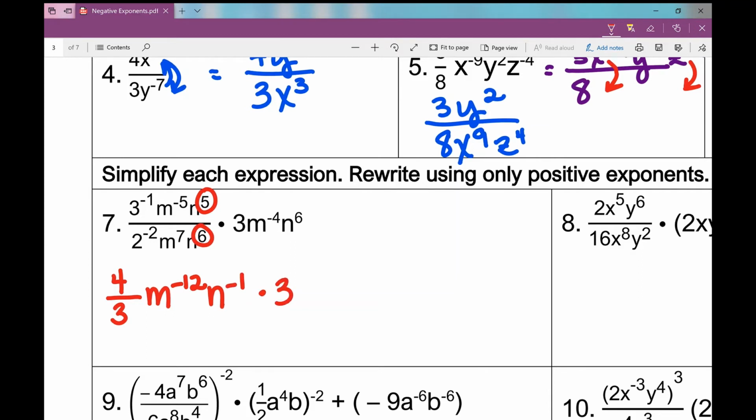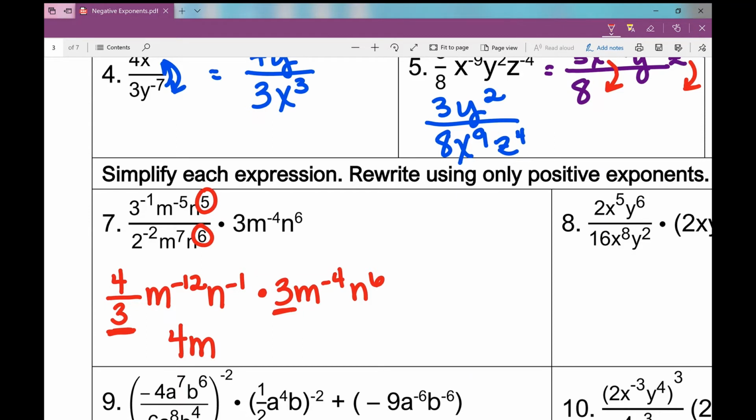Now we're going to multiply this times 3 times m to the power of negative 4, n to the power of 6. And let me rewrite that negative 4 so we make sure we know what number we're looking at. And now we're multiplying. What do I use when I'm multiplying? I use the product rule. So numbers, then variables. The first thing I'm going to do is 4/3 times 3. And what do I get when I multiply 4/3 times 3? I get 4. So 4. And if you struggle with that, plug it into your calculator if you're allowed.